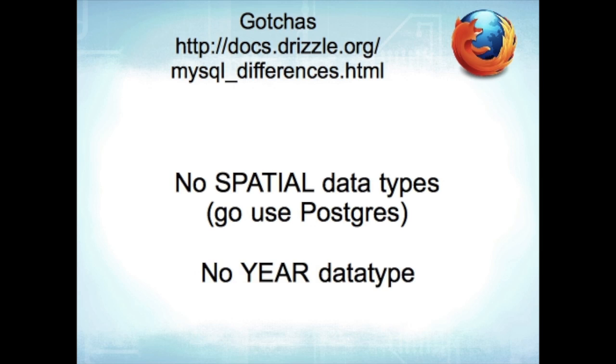No year data type, which is either a 2 or 4 digit year. I don't know many people use it. It's like time. Not really many people use it. And you could just use a tiny int. Oh, you can't use a tiny int in Drizzle. So you'd have to use an int. But anyway.